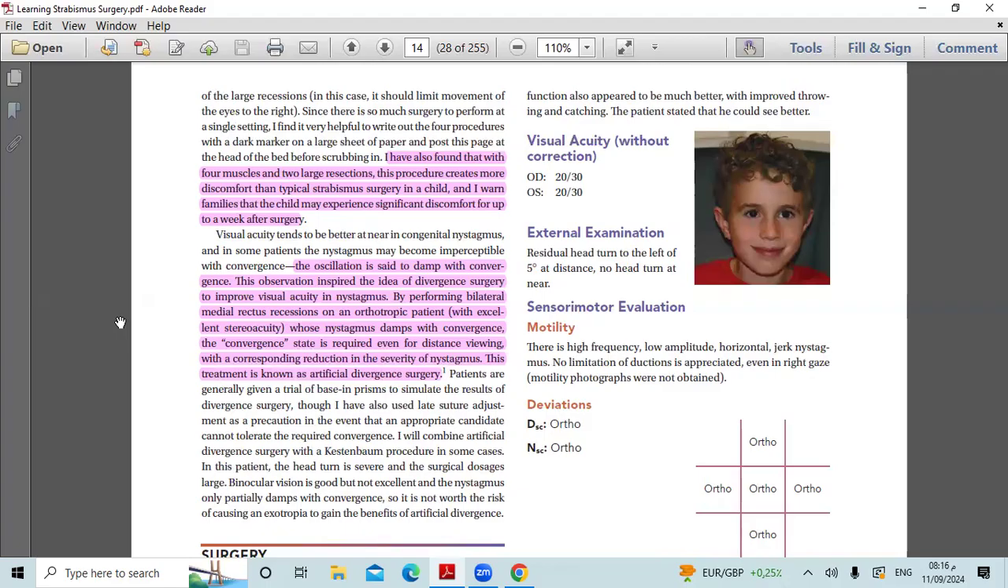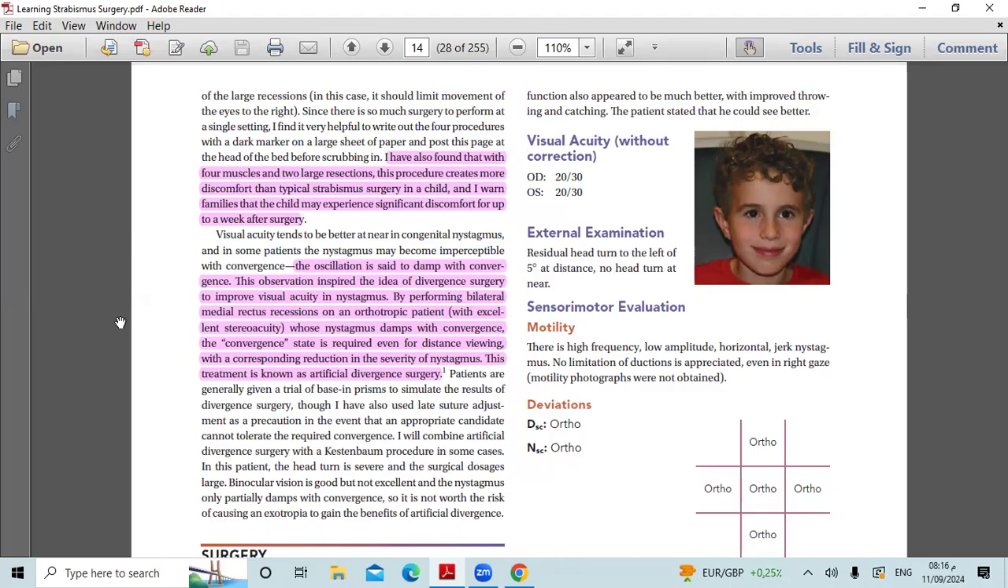Patients are generally given a trial of base-in prisms to simulate the results of divergence surgery. Though I have also used late suture adjustment as a precaution in the event that an inappropriate candidate cannot tolerate the required convergence, I will combine artificial divergence surgery with the Kestenbaum procedure in some cases.